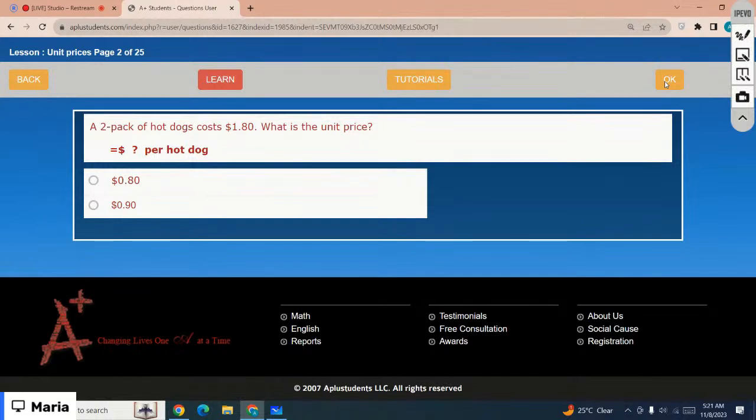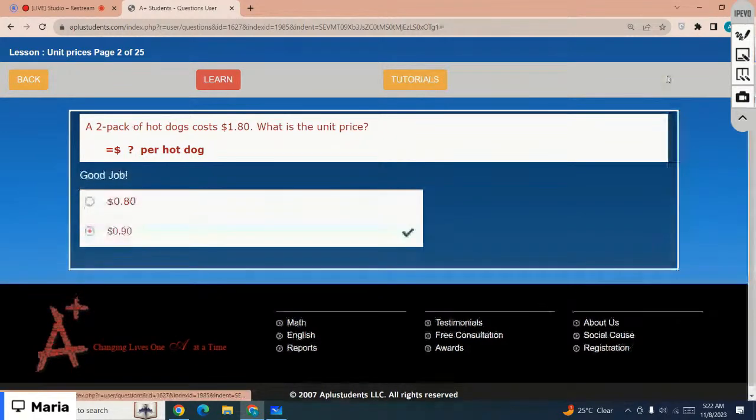A two pack of hot dogs costs $1.80. What is the unit price? Yes, you have to divide 1.80 by 2. The price of one hot dog is $0.90. Very good.